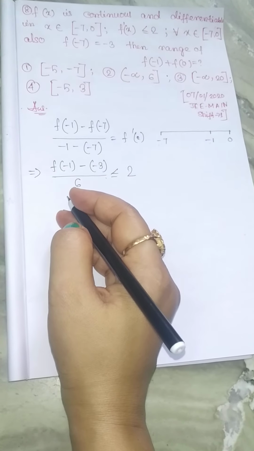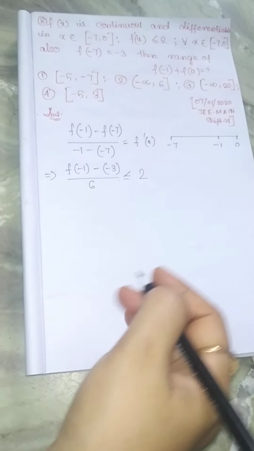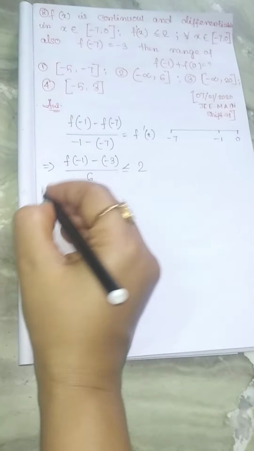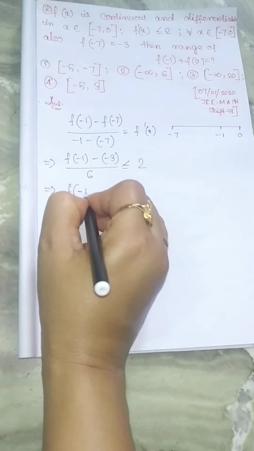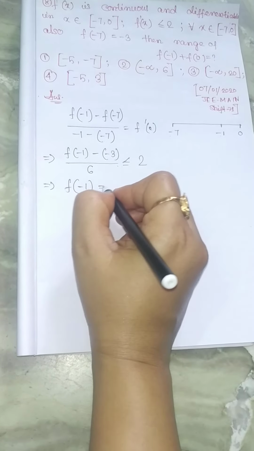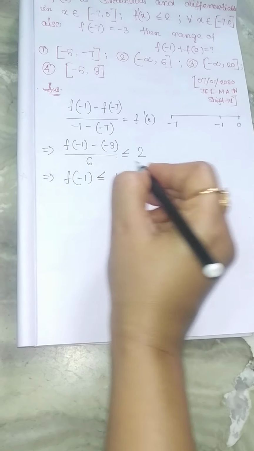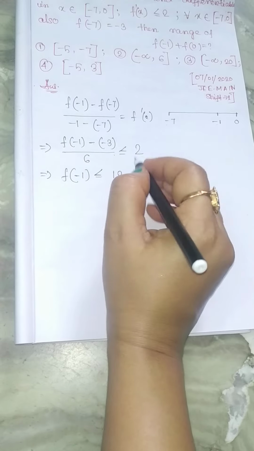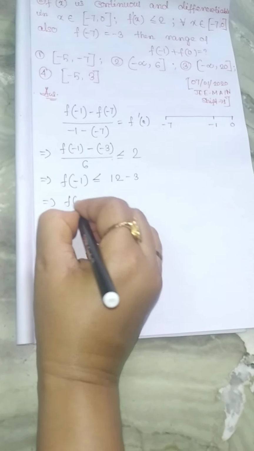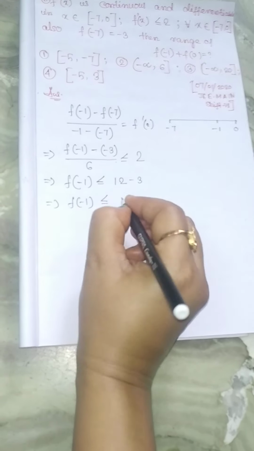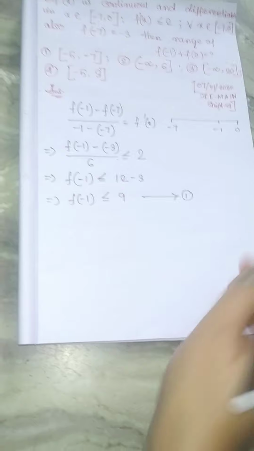Then applying Lagrange's mean value theorem, we get f(-1) minus (-3) is less than or equal to 12. That implies f(-1) is less than or equal to 9. This is our equation number 1.